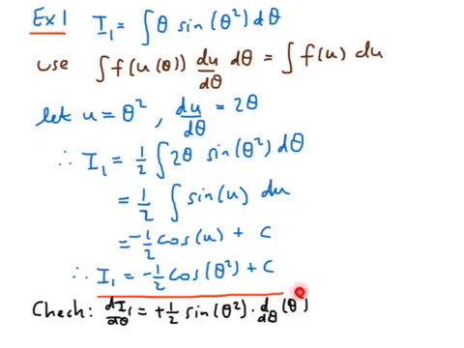This derivative is 2 theta. The 2 and the half here will cancel, so I will be left with sine of theta squared times theta, or written more nicely, simpler term first, theta times the sine of theta squared. And that we recognize as the initial integrand, and that tells us that we have correctly calculated the integral.